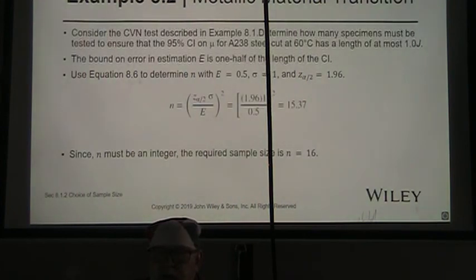Use equation 8.6 to determine n with E equals 0.5, standard deviation equals 1 joule, and z alpha divided by 2 equal to 1.96. We all know that that is for a 95% confidence interval.